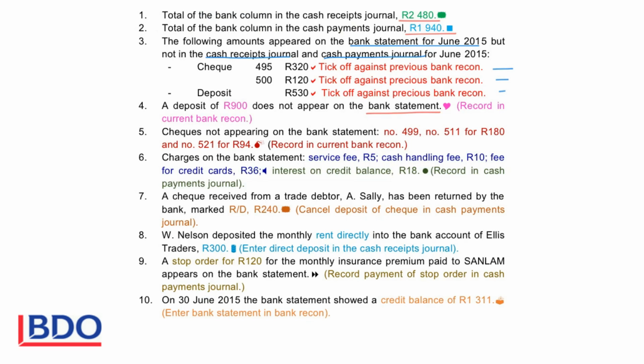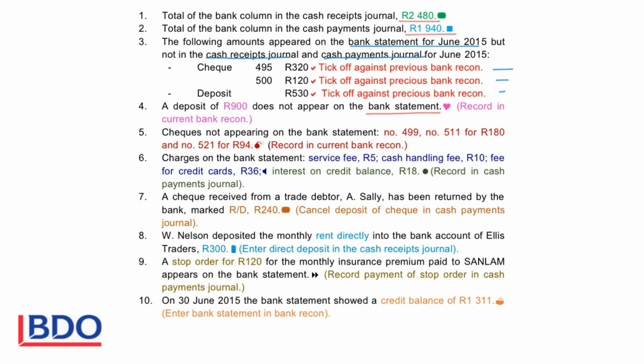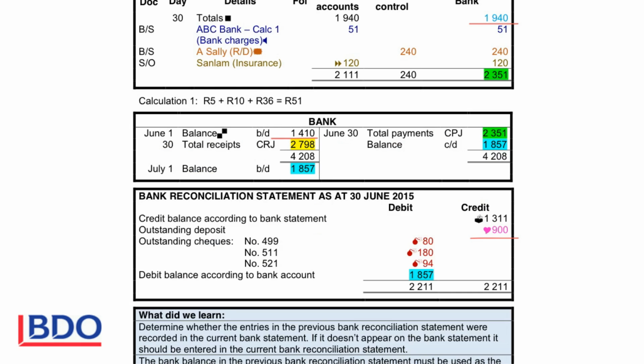Checks not appearing on the bank statement: check 499 that appeared in the previous bank recon is still not on the bank statement, so we will have to show it again as an outstanding check. Then check 511 and check 521. So all three of these checks will appear in your current bank recon as outstanding checks. In the bank reconciliation statement, we will record all the outstanding checks, so we will show those 3 checks that will be paid out by the bank in the future.